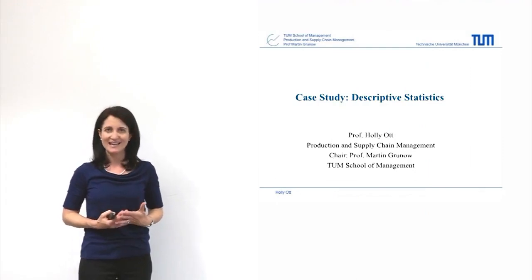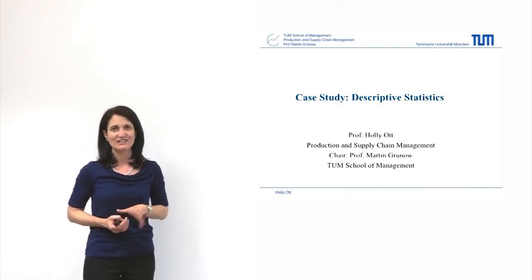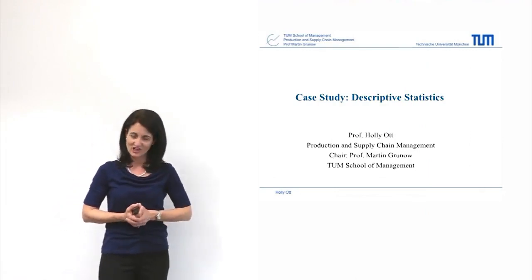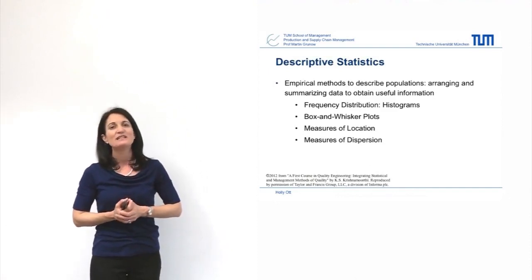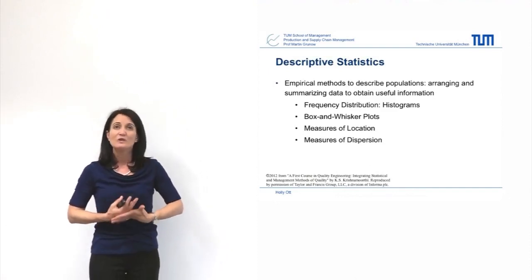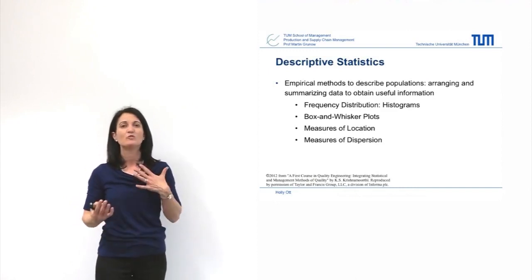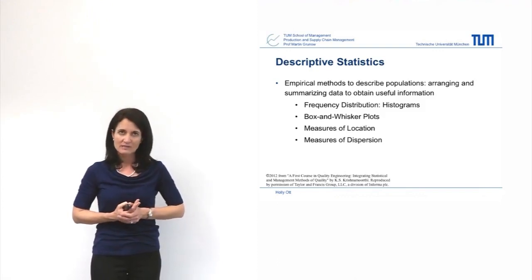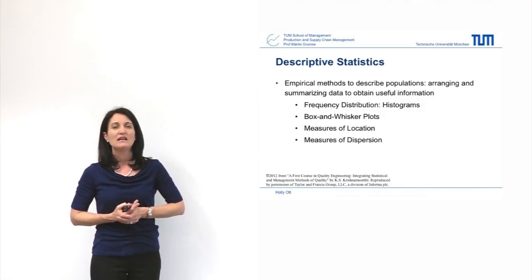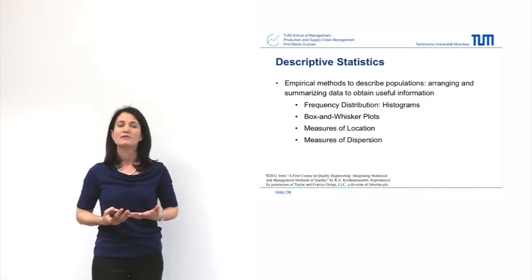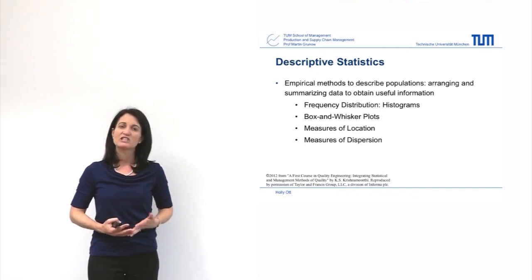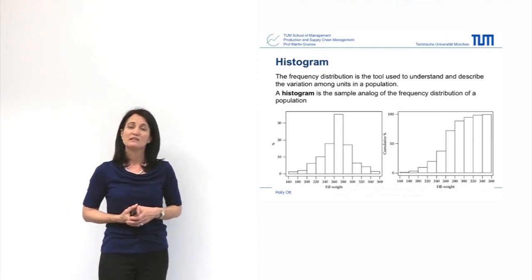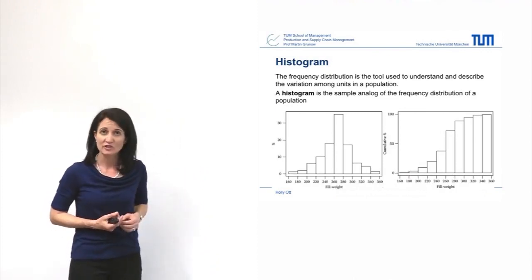To do a short case study on descriptive statistics today, just very short. This is just a recap from what we just heard. Descriptive statistics means using empirical methods to describe populations. We are going to be arranging data, displaying data, and we talked about histograms, box and whisker plots, and calculating parameters like the mean, the standard deviation, the variance and the range. We also looked at, for example, this example of the histograms.